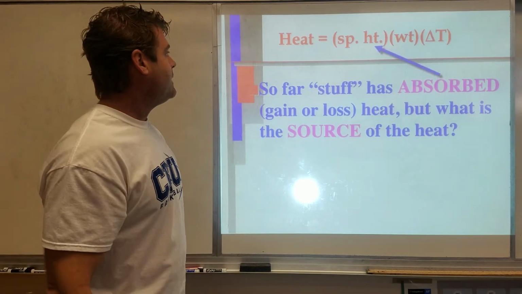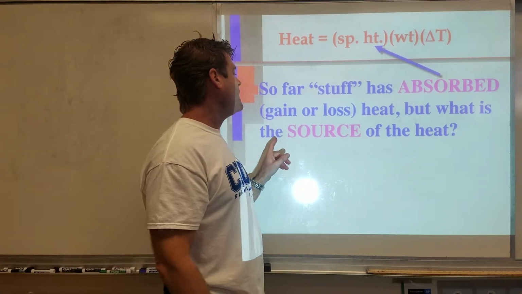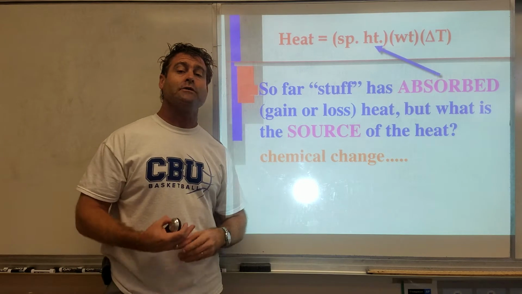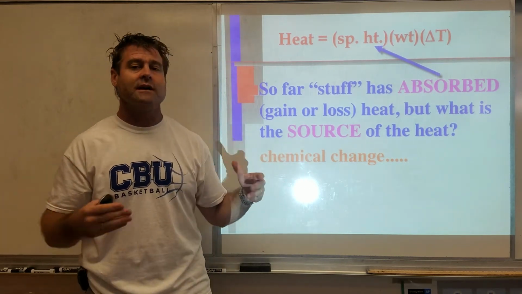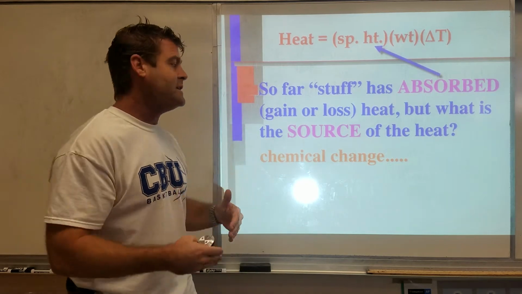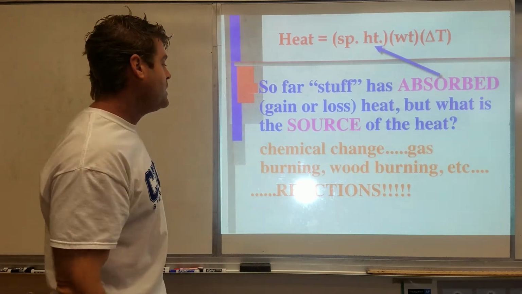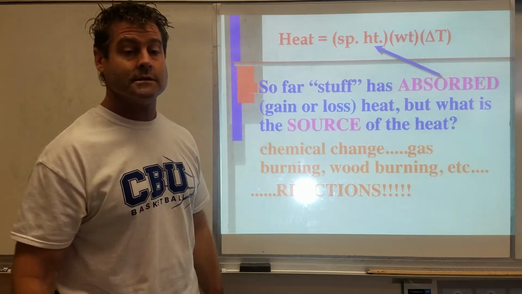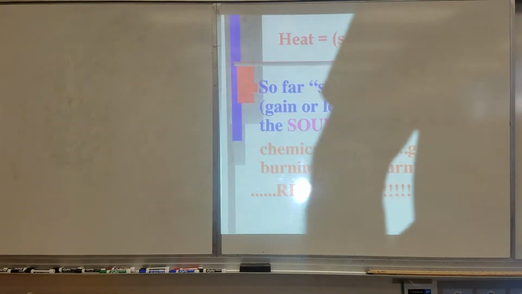So we're talking about heat. So far, stuff has absorbed, gained, or lost heat, but what is the source of the heat? Where did the heat come from? Heat is always ultimately going to come from chemical change. You guys remember that's what chemistry is the study of. When matter changes, there's always an accompanying change in energy, usually in the form of heat. So we're talking chemical change, gas burning, wood burning, etc. Reactions.